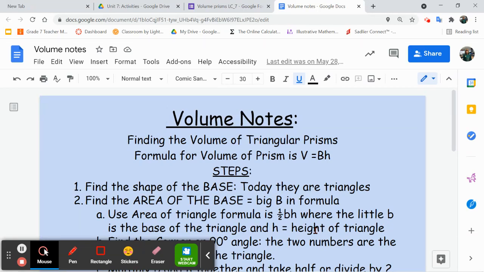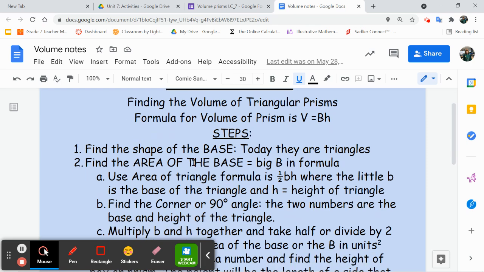Okay, this is going to be a little bit more of a help video. I'm going to go over the assignment today after I read over the notes that were provided for you for volume as well. So, volume notes for finding the volume of triangular prisms. The formula for volume of a prism is volume equals the big B times H, and that big B means the area of the base of the prism.